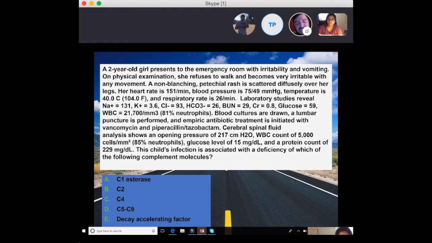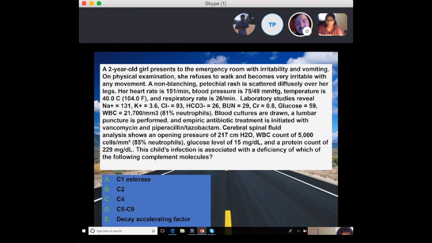Cerebrospinal fluid analysis shows an opening pressure of 217 centimeters of water and a white blood cell count of 5,000 cells per cubic millimeter, 85% neutrophils. Glucose level is 15 milligrams per deciliter, and a protein count of 229 milligrams per deciliter. This child's infection is associated with a deficiency of which of the following complement molecules?